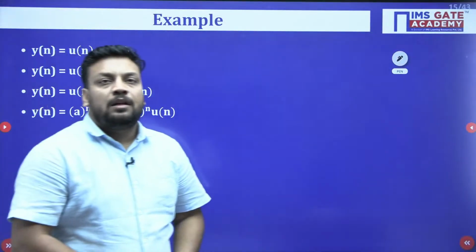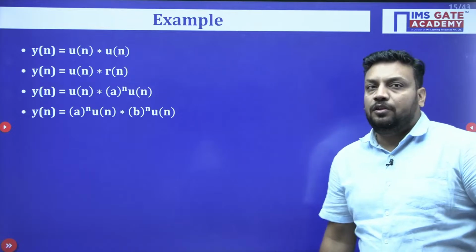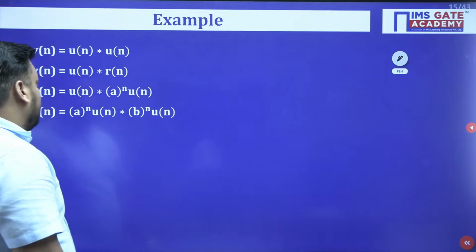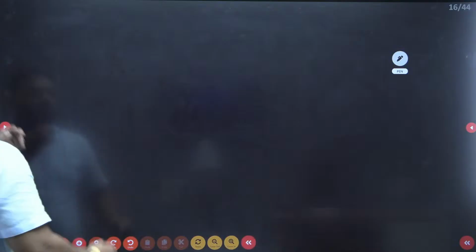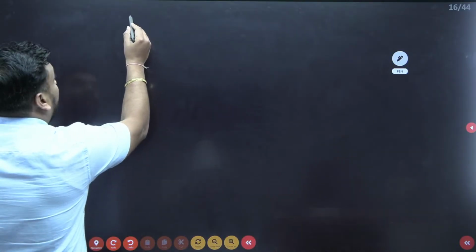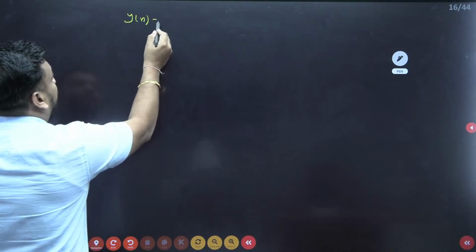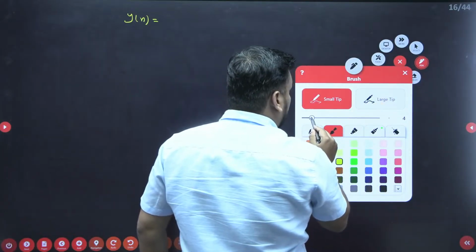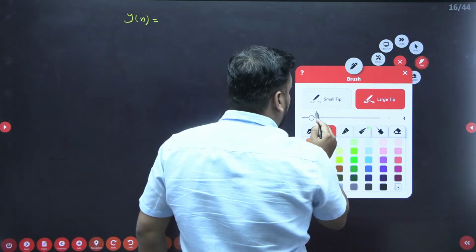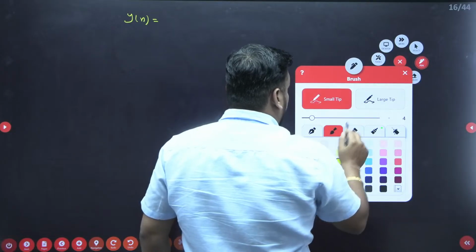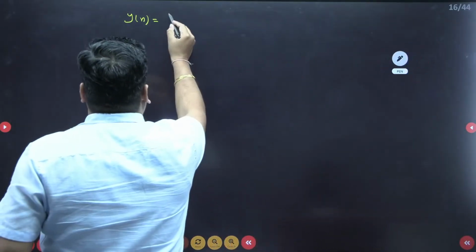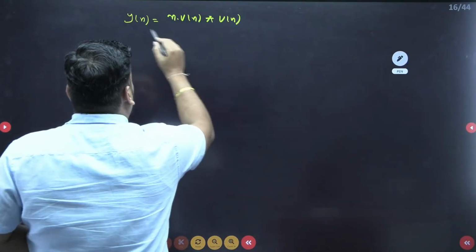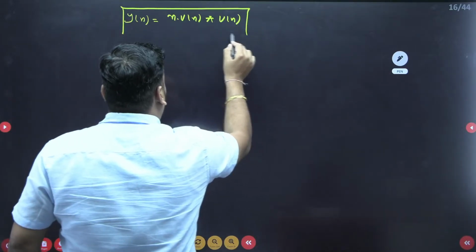Yes. So tell me, guys, u[n] convolution with u[n], the first question, we have completed. Now the next question I am going to start: u[n] convolution with r[n]. So if I am looking for y[n] equal to n u[n] convolution with u[n], it means a ramp signal convolving with a step signal.